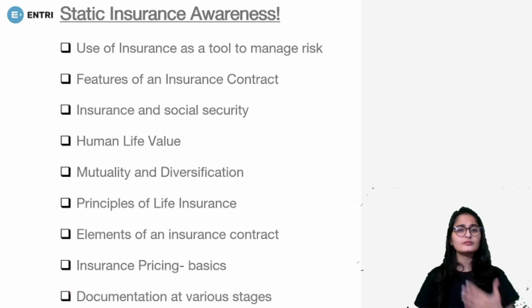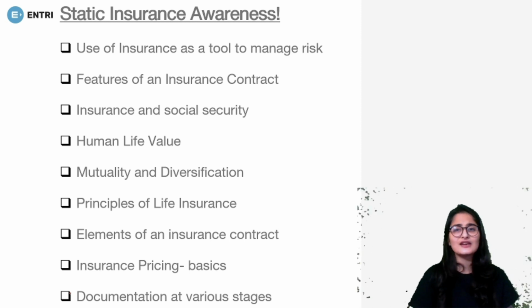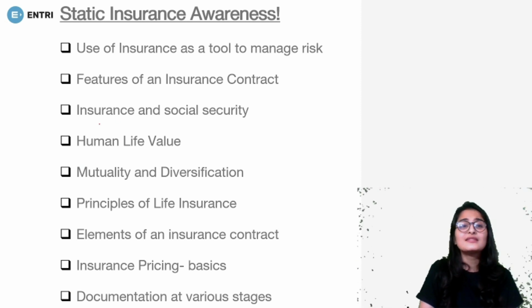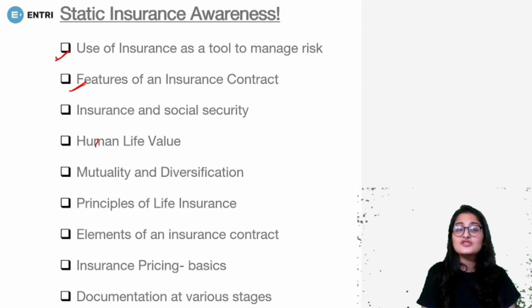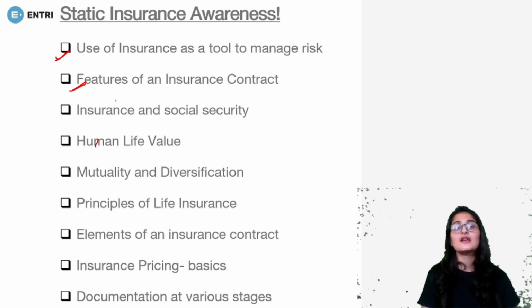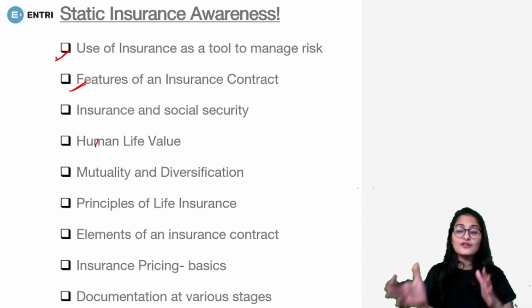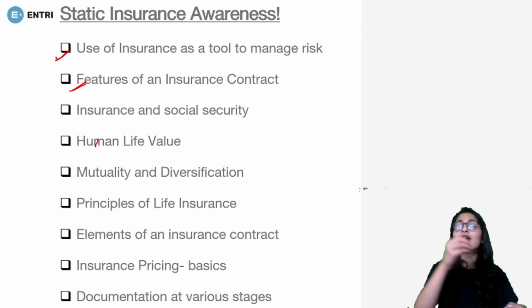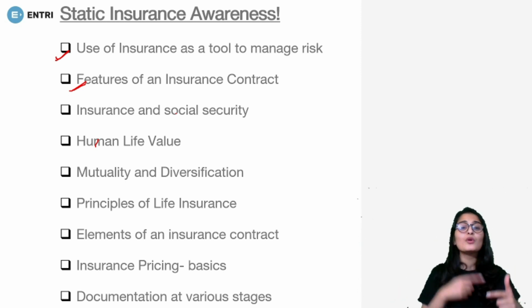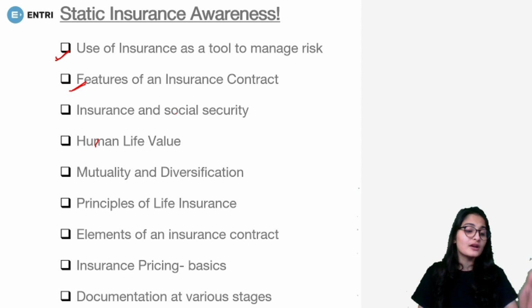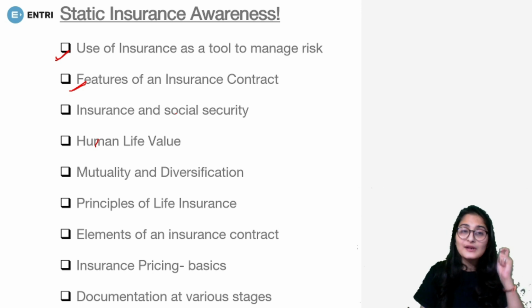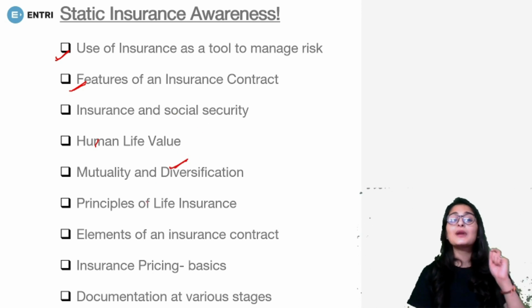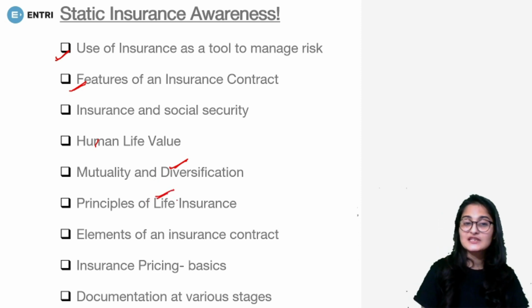Now, what all things are there in the static section or the terminology that we're talking about? That comes as, what is the use of insurance? What are the features of the contract of insurance? Then insurance and what kind of security is provided via insurance? Who are the people who can be insured? What are the various products available in market for insurance? What all insurance cover can be obtained? Mutuality and diversification in insurance section, principles of insurance, life insurance basically.